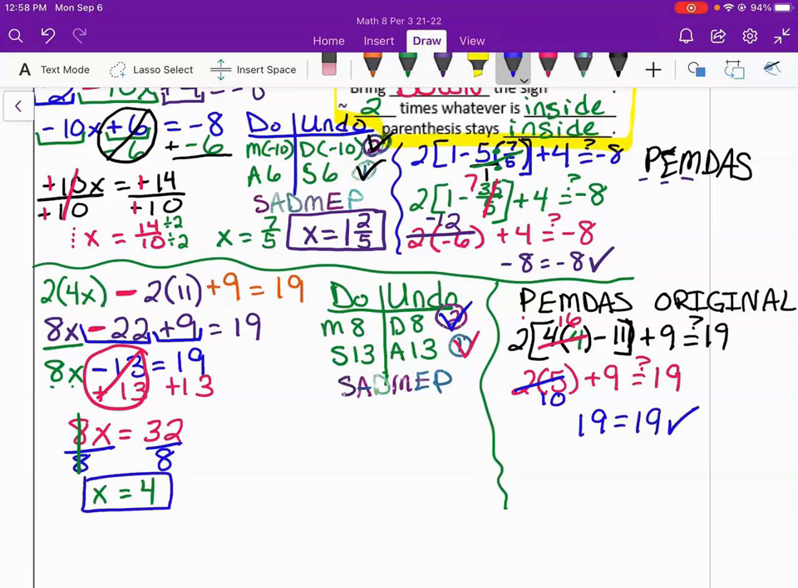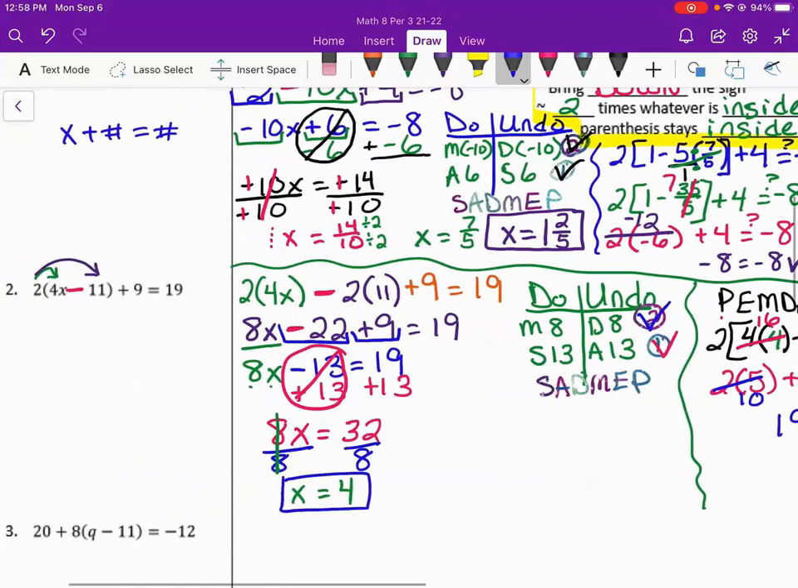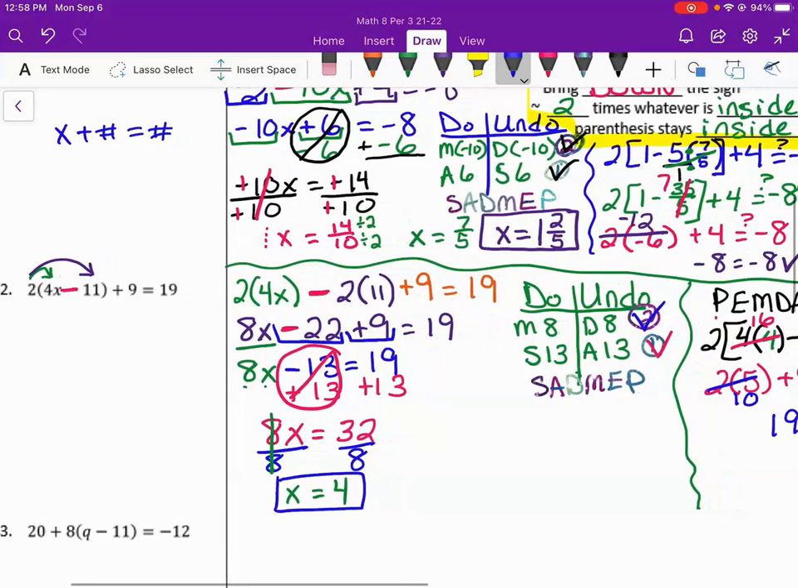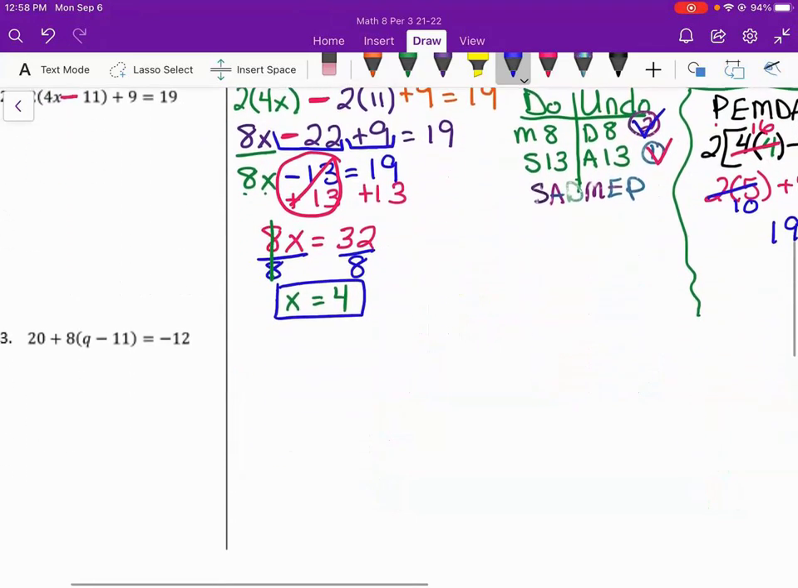Check and box. Okay, so at this point, what I want you to do is stop the video and go through and try to do number 3 on your own. Then come back and see if you did all the steps. So good job, guys.